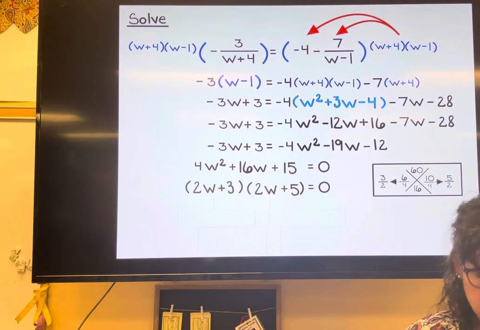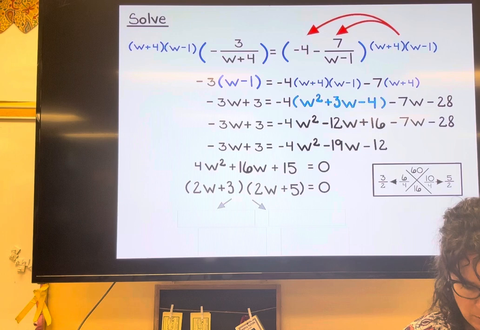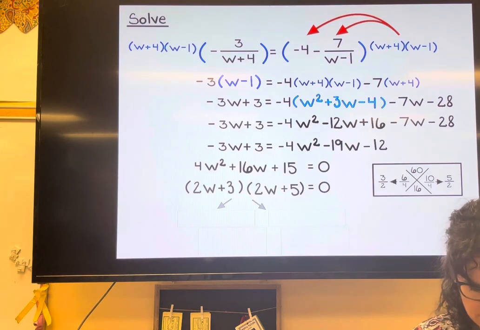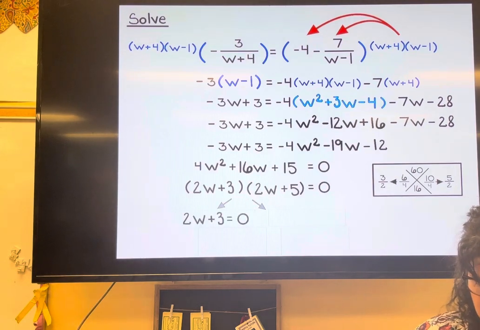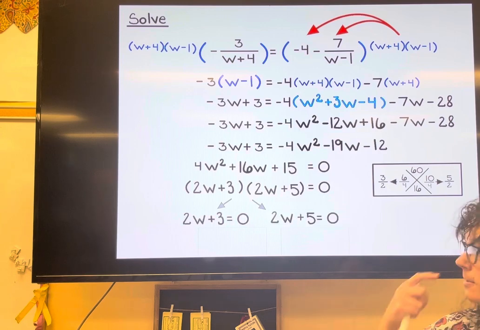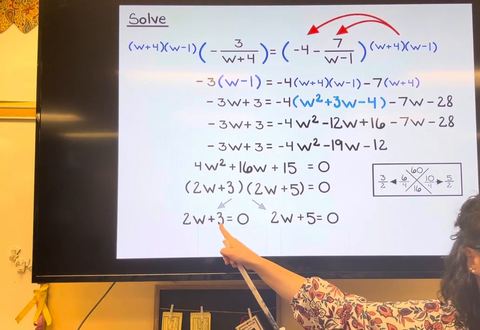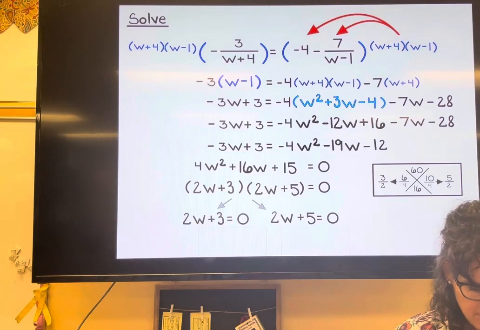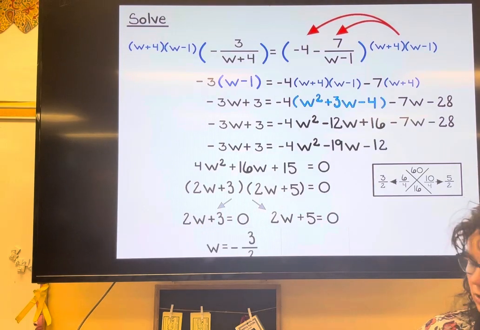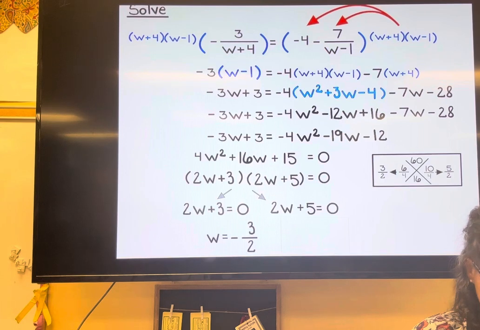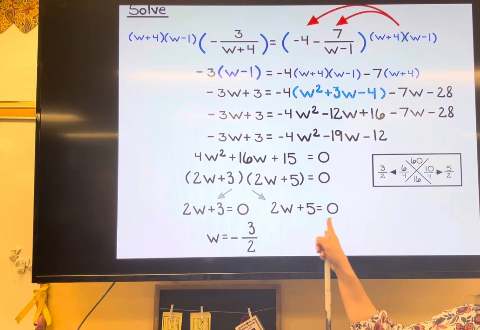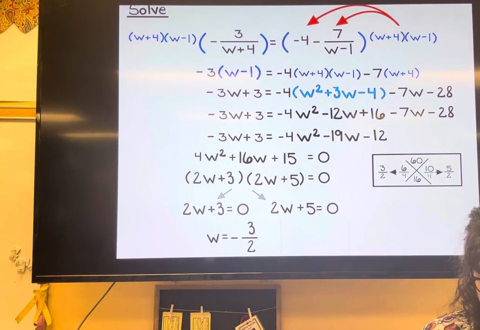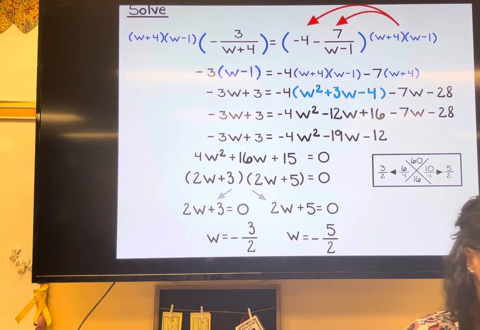Okay, if two things multiply together to get 0, then we want to set each one of them equal to 0. And then I'm not going to show a lot of work here to get w by itself. We're going to subtract 3 and divide by 2. If I subtract 3 and divide by 2, then I end up getting negative 3 halves. Subtract 5, divide by 2, and I end up getting negative 5 halves.